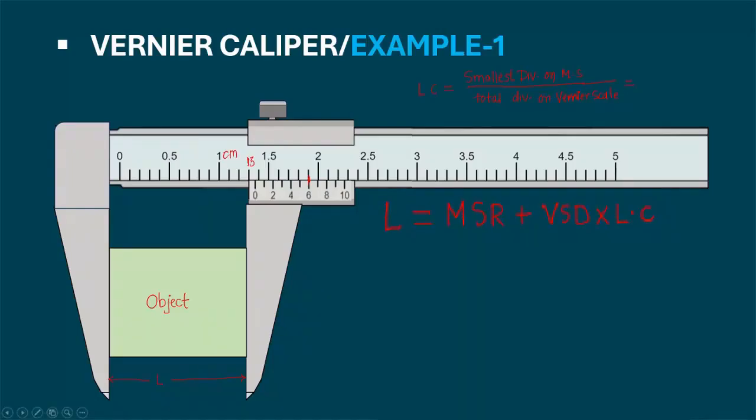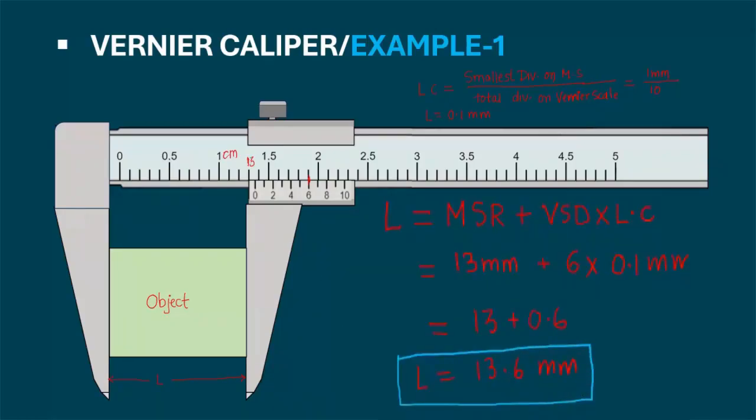Now if you look here, friends, the smallest division on the main scale, as you have seen, is 1 mm, and the number of divisions on the Vernier scale is 10. So 1 over 10, the least count is going to be 0.1 mm. We have taken the main scale reading, which is 13 mm. Vernier scale division we got 6, and the least count is 0.1 mm. If you substitute the values, it is 13 plus 0.6, which is 13.6 mm. The length of the object is 13.6 mm, straightforward.